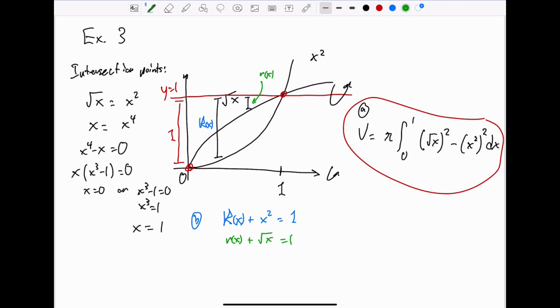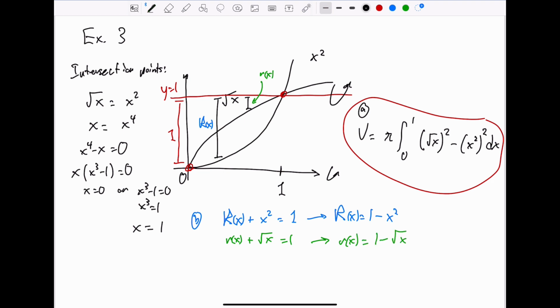Once again, this is the trickiest part of the problem here. If we can solve the outer radius and the inner radius, we can work through any of these problems. Once we have these expressions, we can solve for capital R and small r, and then just plug them into the volume formula. So from the first expression, the outer radius, capital R, is 1 minus x squared. And from the second expression, the inner radius, small r, is 1 minus the square root of x.